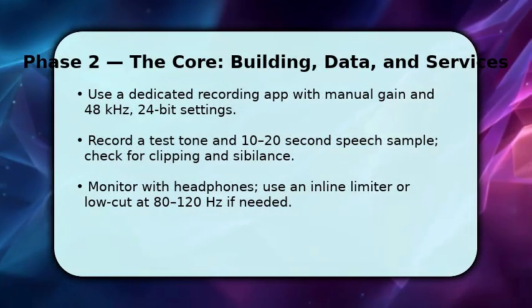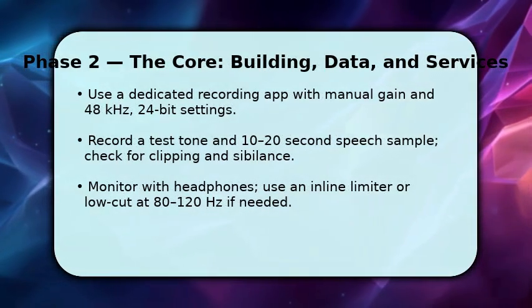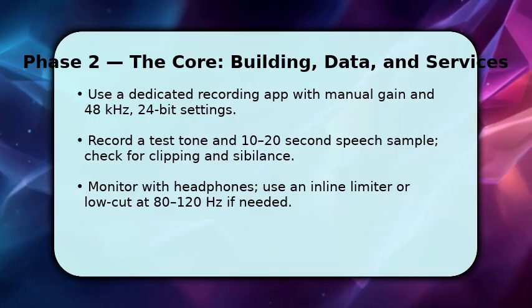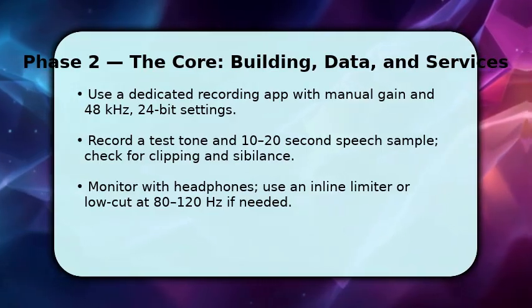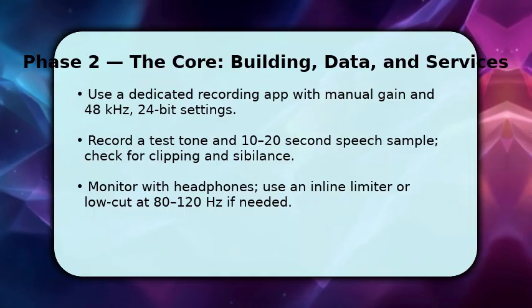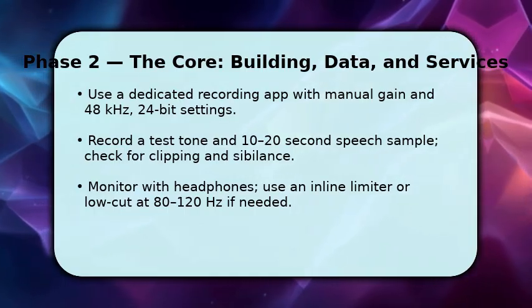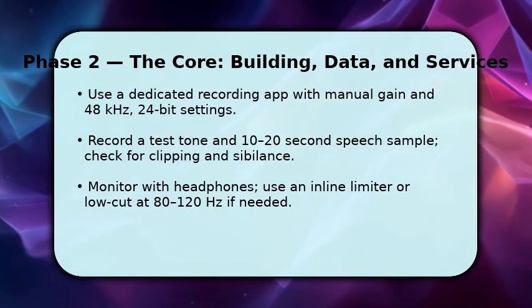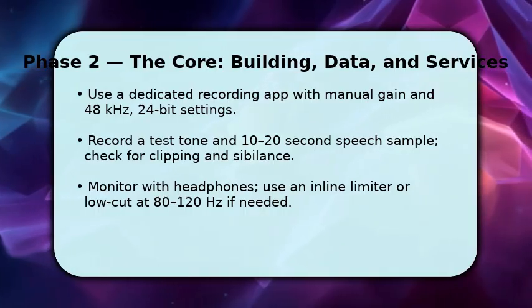Now you focus on control. Open a recording app that offers manual gain and set sample rate to 48 kHz and bit depth to 24-bit for headroom. Record a short test. Speak at your loudest level and watch meters. Adjust gain so red never lights.